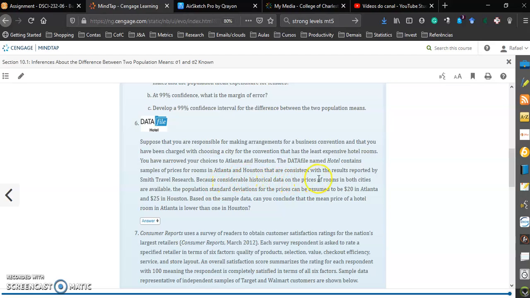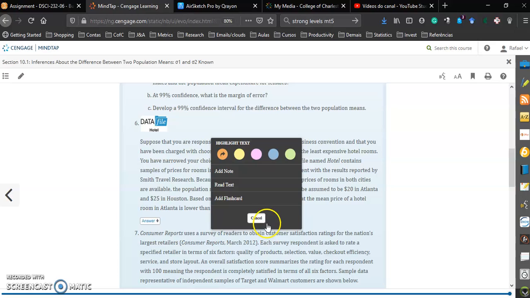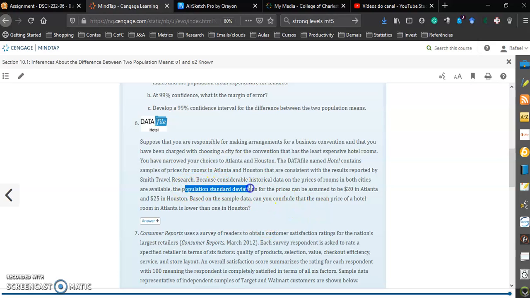Because considerable historical data on the prices of rooms in both cities are available, we know the population standard deviation. These words are very important. They're key for you to know that you are working with the z-score. Because when you know the population standard deviation, you use the z-score. Okay, so this is a key word here, very important. For the prices, it can be assumed to be 20 in Atlanta and 25 in Houston. Based on the sample data, can you conclude that the mean price of a hotel room in Atlanta is lower than a hotel room in Houston?